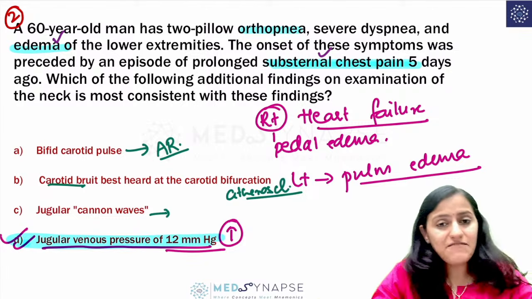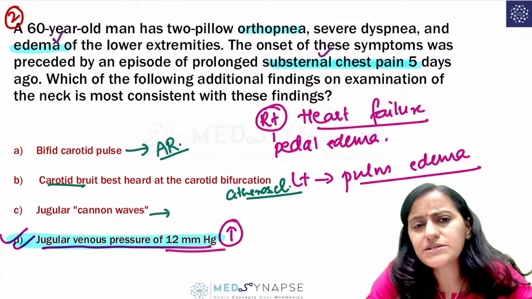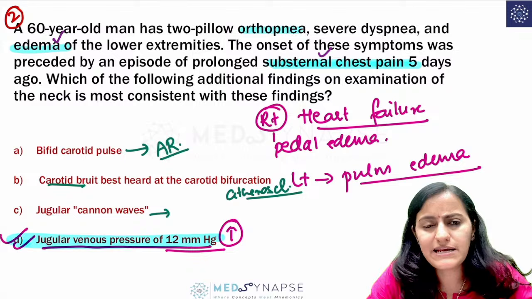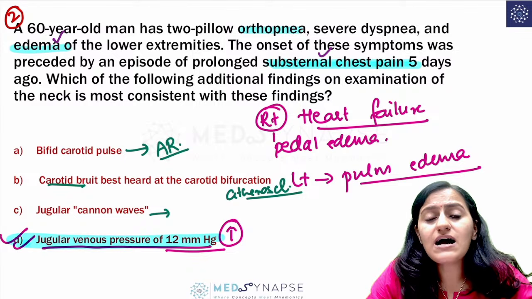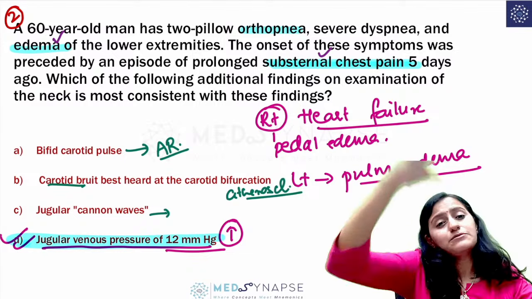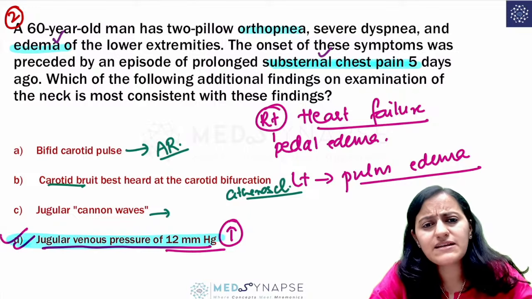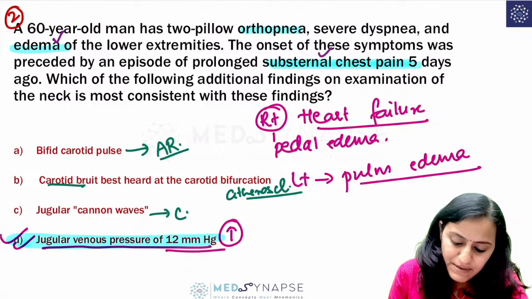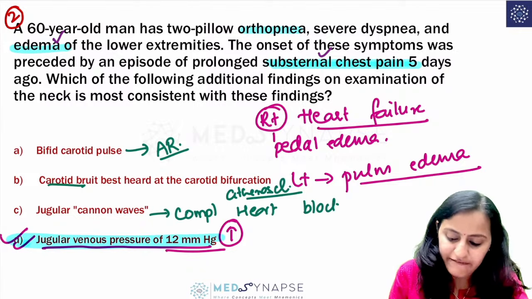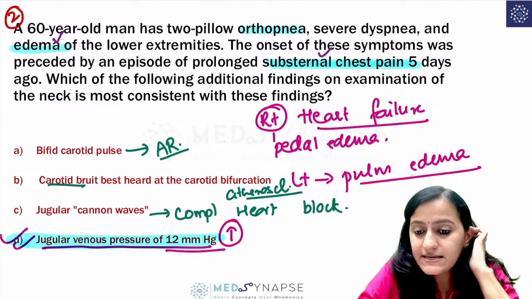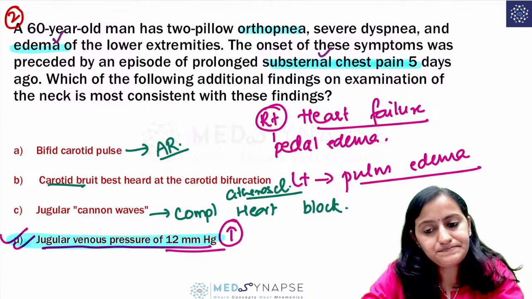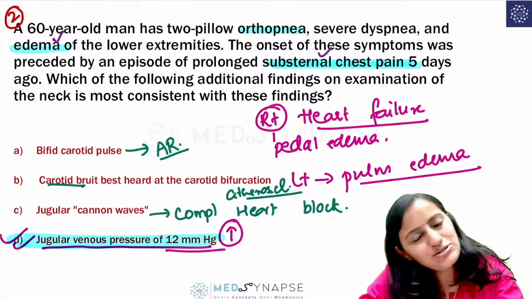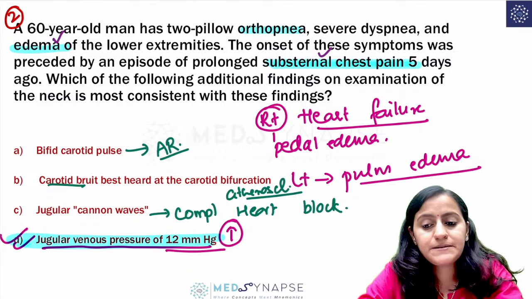Then Cannon A waves, we have discussed JVP with all the tricks in Sure Shot, right, in the Medsynapse app. Cannon waves are seen with the A waves, which are very, very tall because the atrium and ventricle are not in sync. So that is complete heart block. Okay, complete heart block will have these Cannon waves. Okay, is this clear with everyone? Yeah, even HOCM can give that, Shweta, correct.